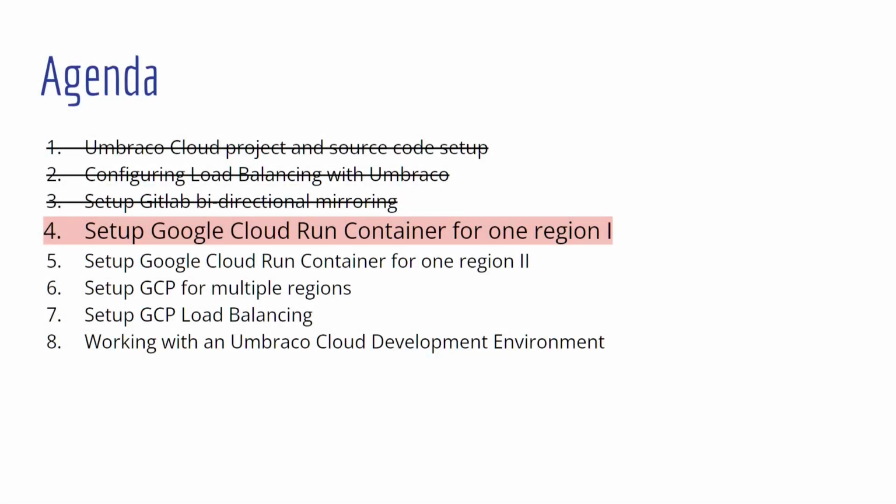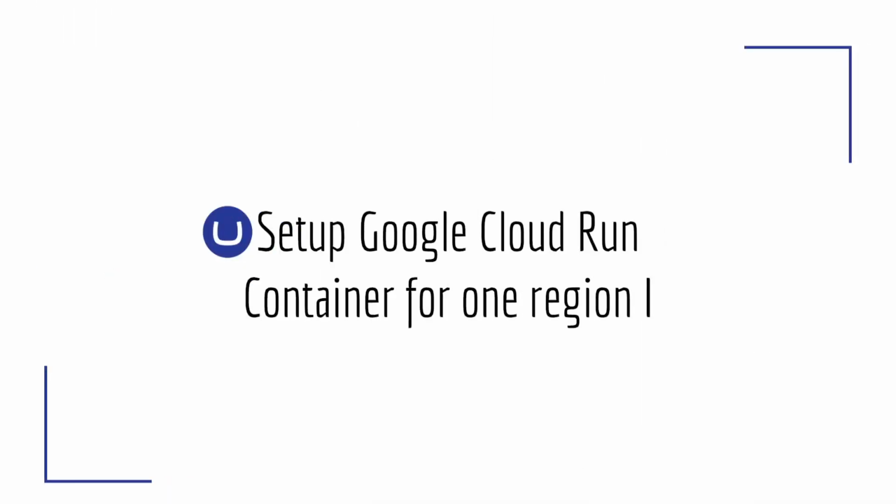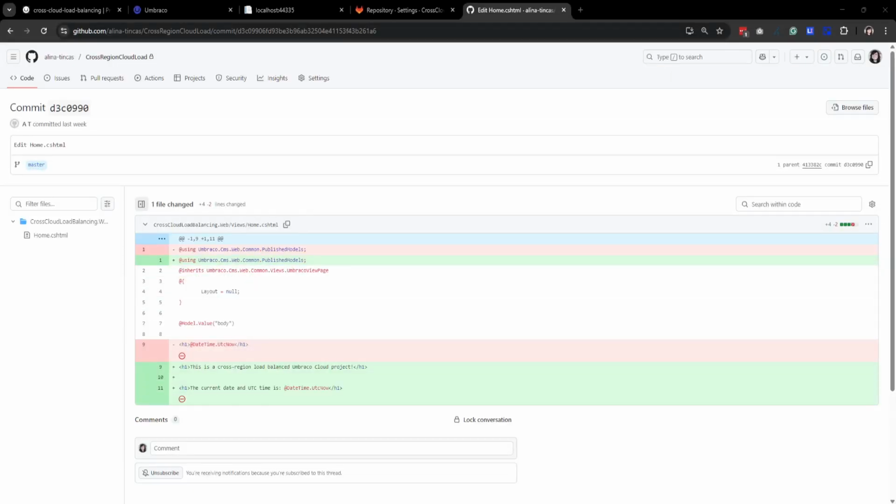In the previous video, we set up GitLab bidirectional mirroring. In this video, we are going to focus on the first part of how to set up a Google Cloud Run container for one region. So let's get started. As I have mentioned previously, we are using the Google Cloud Platform for this setup.